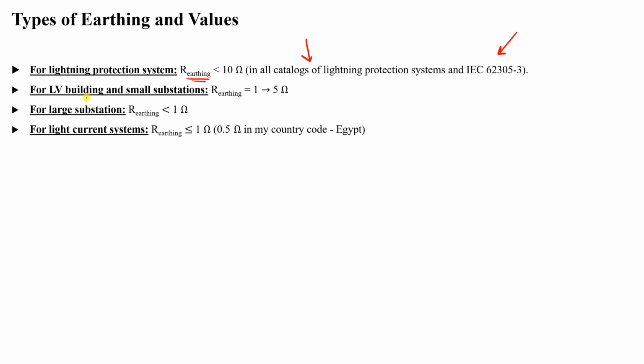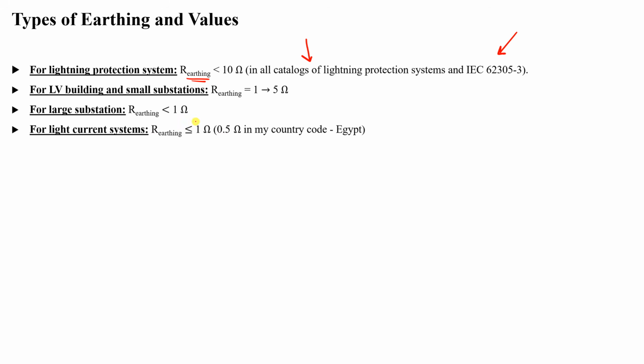For low voltage buildings and small substations, the resistance of the earthing system design is between 1 to 5 ohms. For large substations, less than 1 ohm. For light current systems or low current systems, the earthing system resistance should be less than 1 ohm. This value will change from one standard to another, as I'm going to show you in the next slides. In my own country, my own code says 0.5 ohm or less for low current systems or light current systems, any kind of low current system.